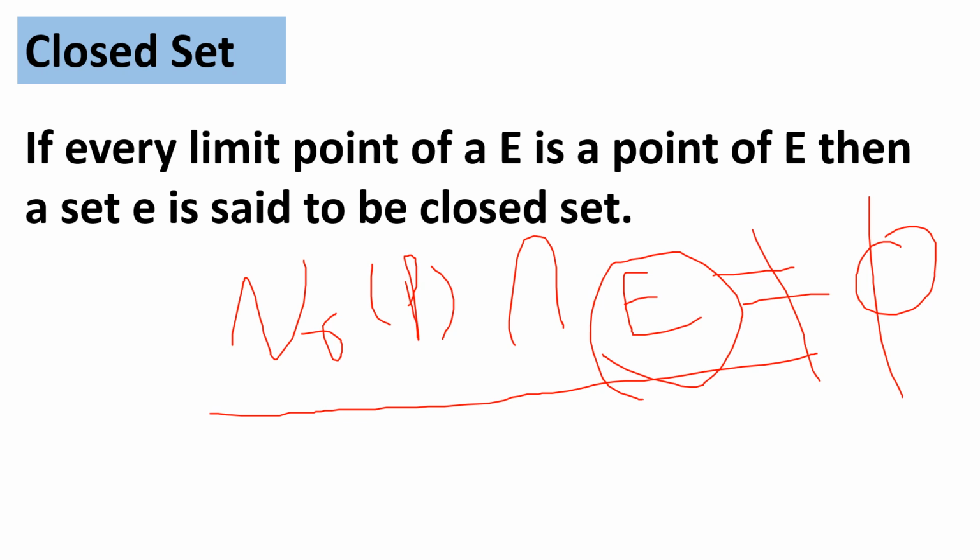Which is nothing but every limit point of E is a point of E. Then E is said to be a closed set. Simple. Now let us see the diagrammatic form so that you can easily understand it.